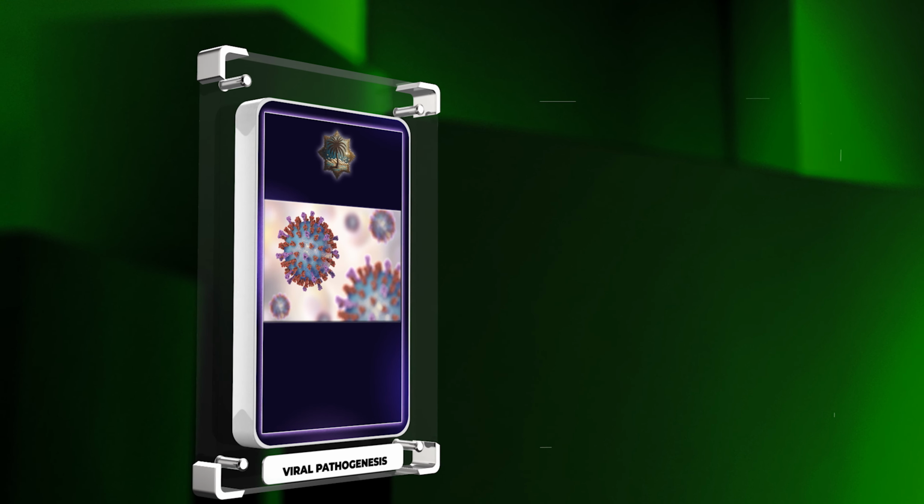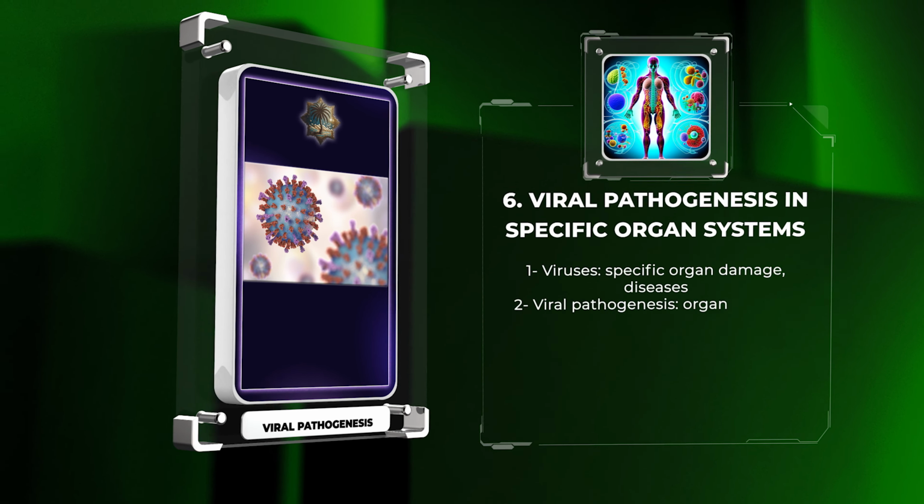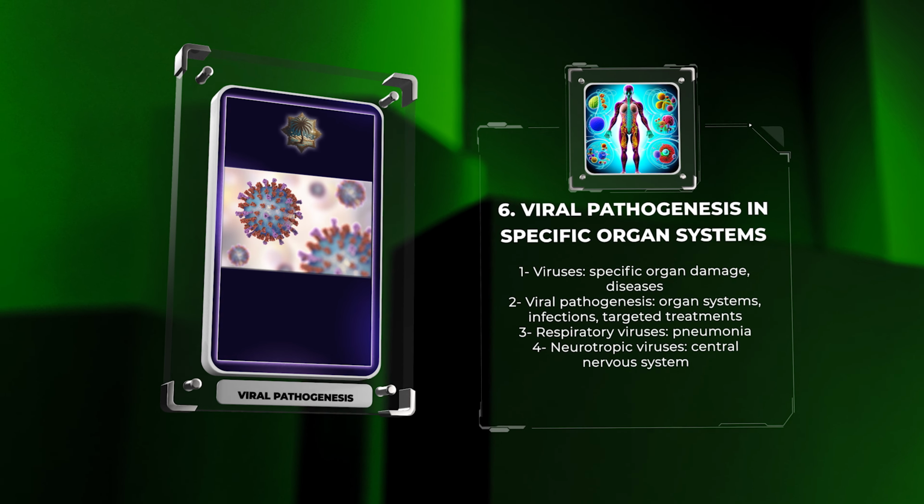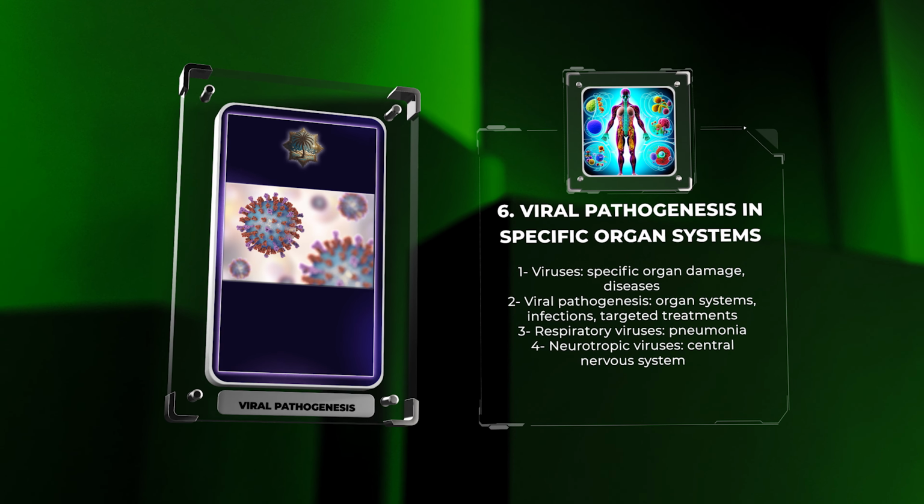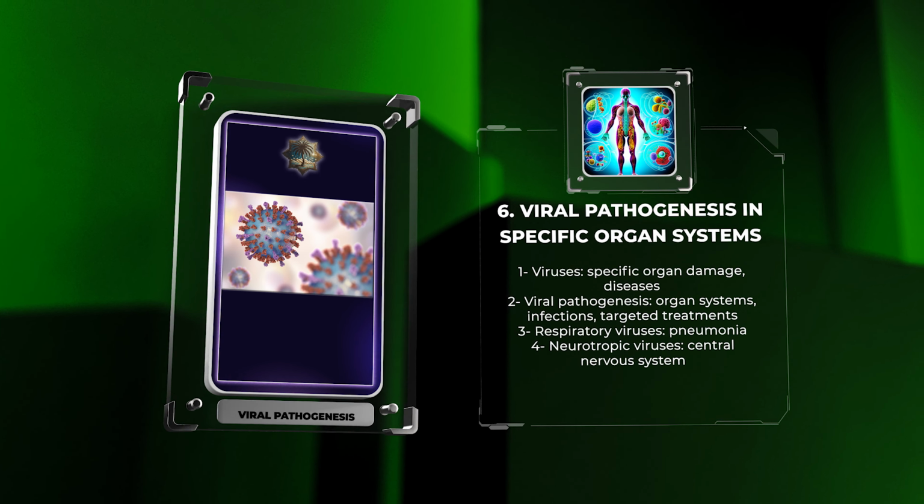Viruses can lead to specific organ damage, causing various diseases. Understanding viral pathogenesis in specific organ systems is crucial for managing infections effectively and developing targeted treatments. Examples include respiratory viruses causing pneumonia and neurotropic viruses affecting the central nervous system.